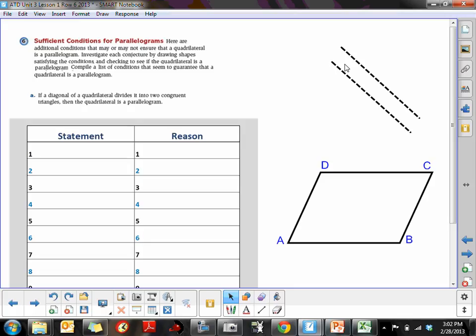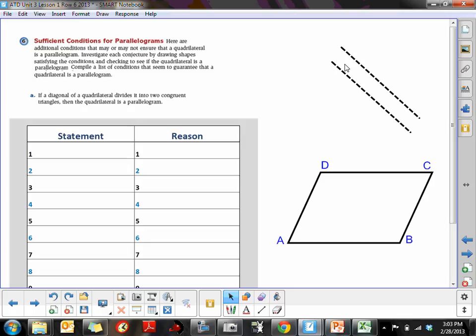Given that we know it's a parallelogram, prove that the opposite angles are congruent. Given that it's a rectangle, prove that its diagonals are congruent. Given it's a rhombus, prove that its diagonals are perpendicular to each other. So that's the kind of thinking that we've been in. And now we want to turn our thinking around a little bit in a reverse process.